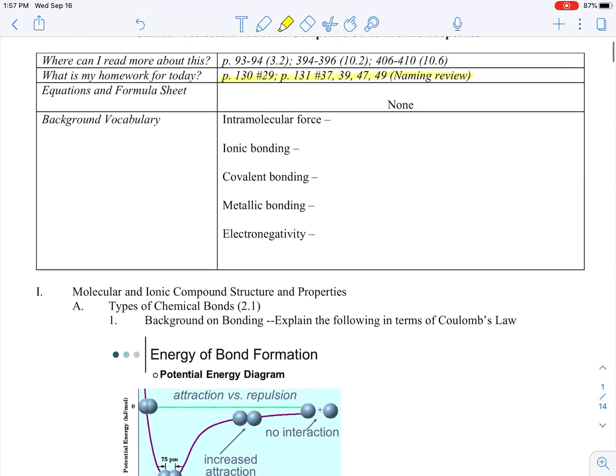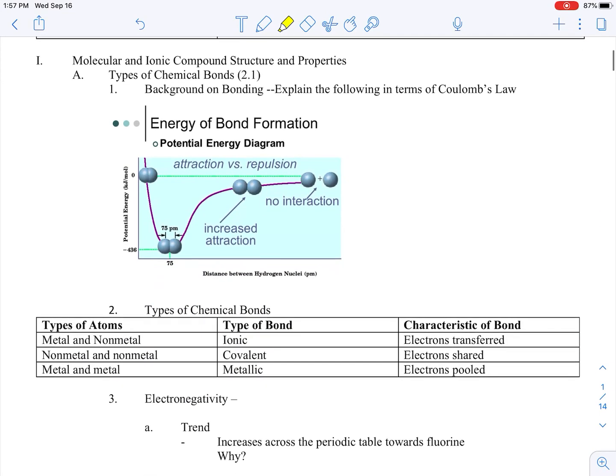This is 2.1. We're going to start with types of chemical bonds. So first off, we need to figure out what a chemical bond is. A bond is when an atom shares electrons, or it could be transferring electrons completely. So what we have here is a picture of energy and bond formation.